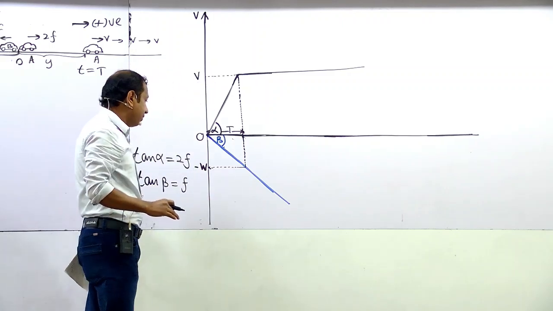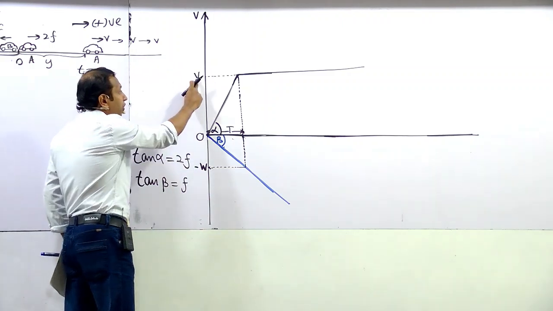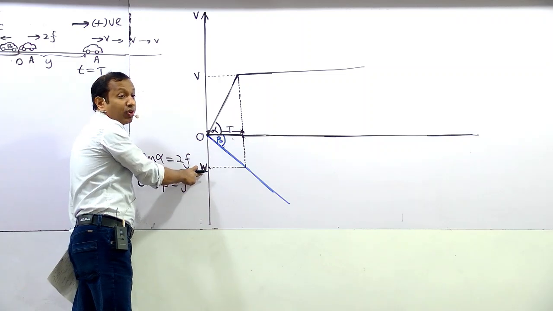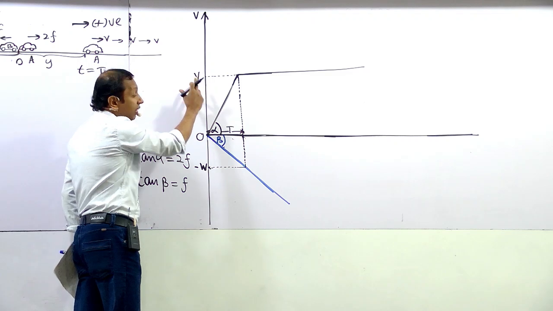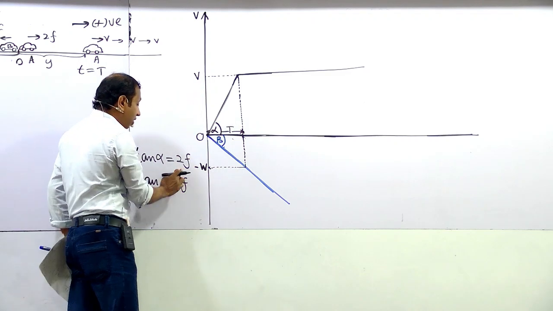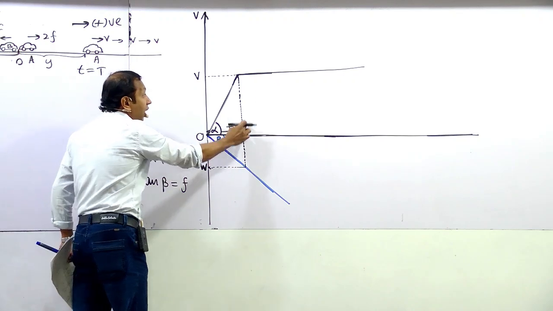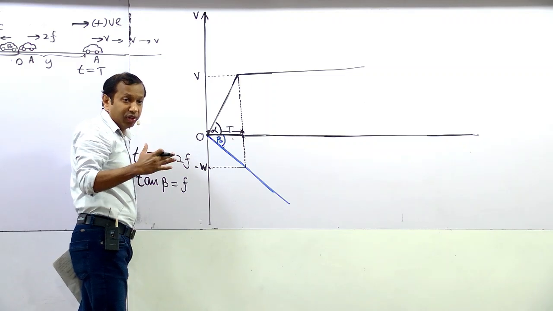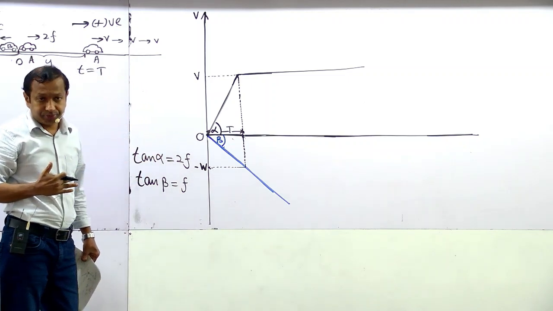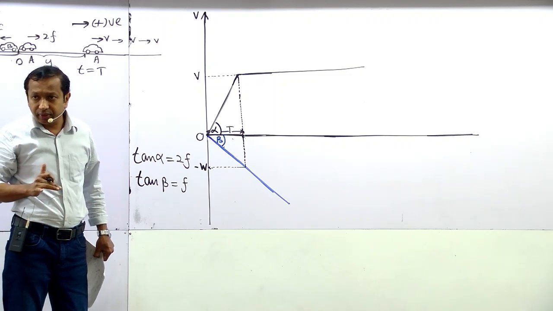You can very clearly understand, out of this V and W, which one is bigger? V should be bigger. Reason? It has more inclination, tan alpha is 2f, no? Therefore, this height should be greater than this height. Am I correct? When you calculate this, you will get that answer. Right, we will calculate that.